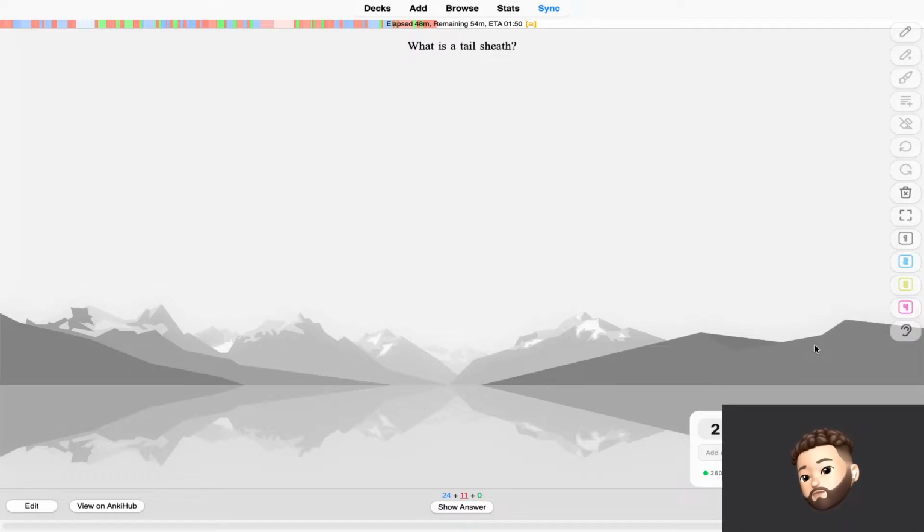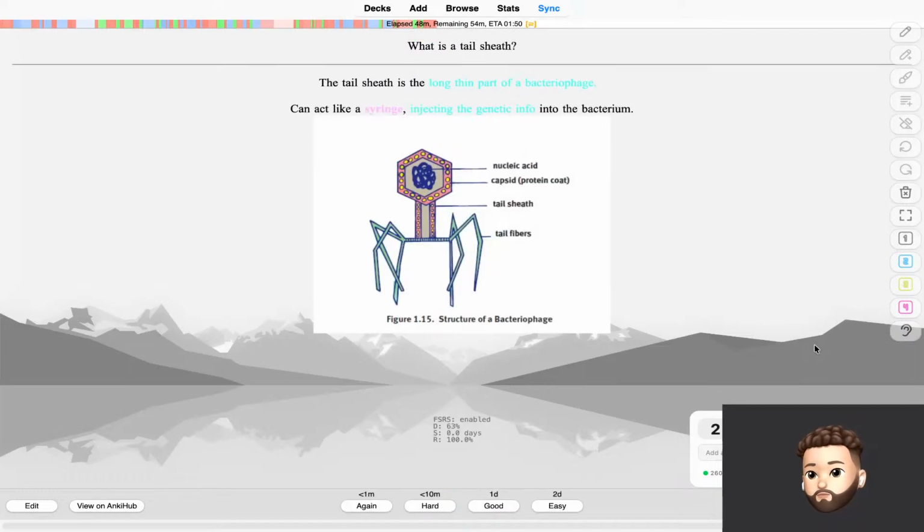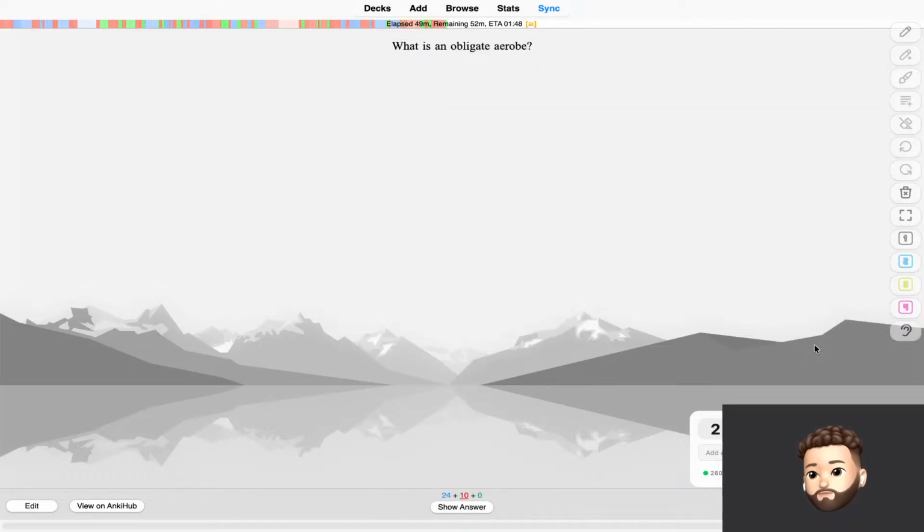What is a tail sheath? A tail sheath is the long, thin part of a bacteriophage that can act as a syringe to inject genetic information into its host. An obligate aerobe needs oxygen to survive.